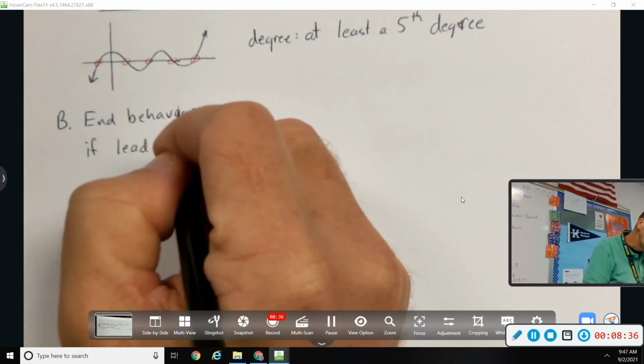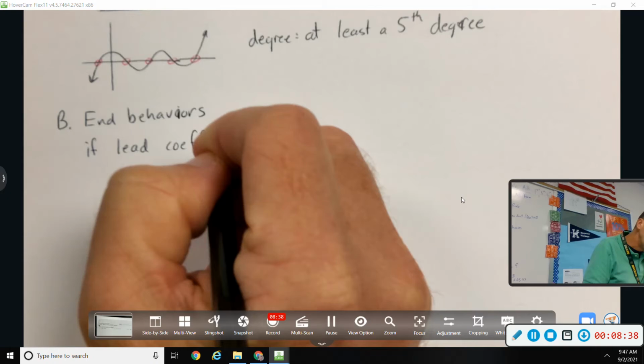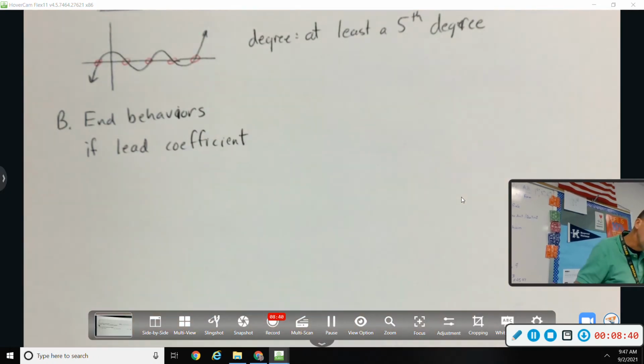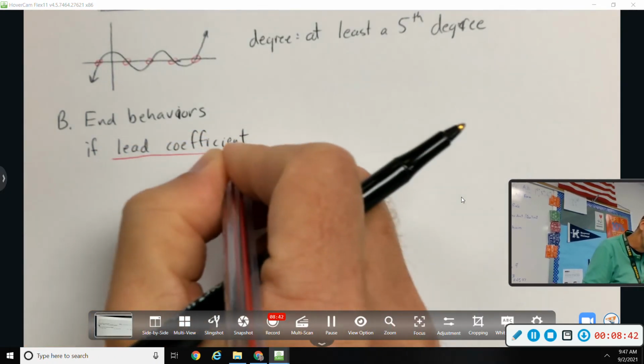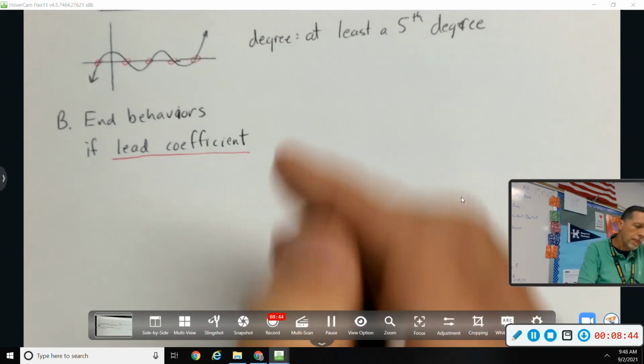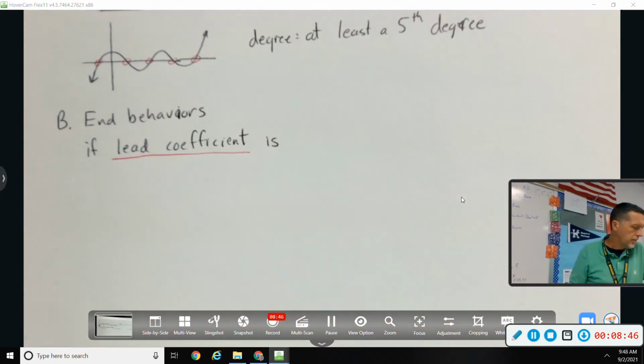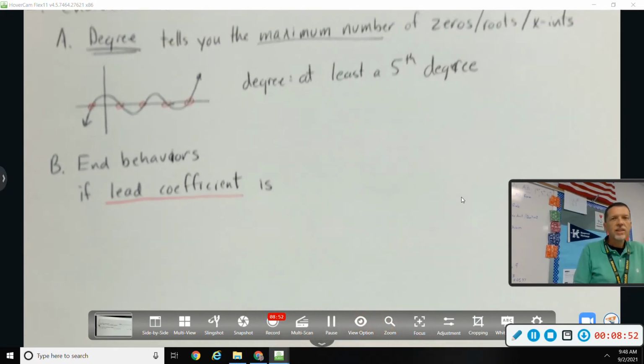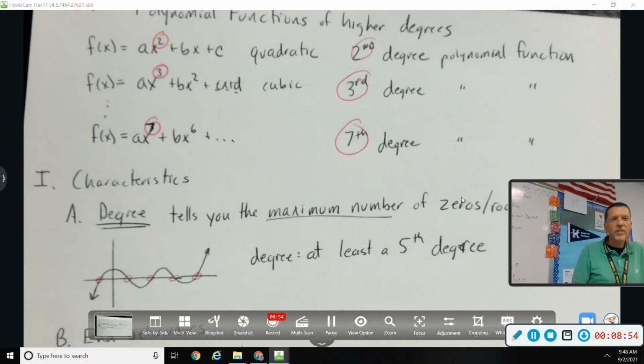There's 2 things that'll determine end behavior. First is lead coefficient. Ooh, do we know what the lead coefficient is? Yeah, look back at our examples there. The lead coefficient is A. It's the coefficient on the biggest power.